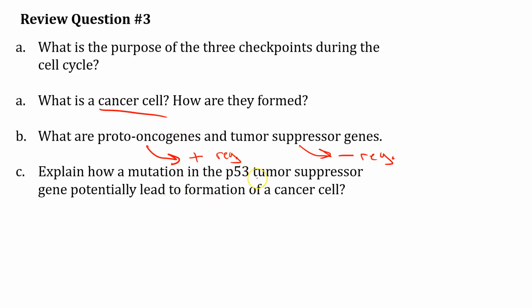And then explain how a p53 mutation and p53 tumor suppressor gene potentially lead to formation of a cancer cell. Well, if there's a mutation in the p53 gene, then it's likely that there might be a mutated p53, and the job that p53 normally does is to stop the cells from dividing if they've got some weird DNA thing going on. Well, if the mutated p53 is unable to do that, then that mutated p53 gene is going to lead to the formation of a cancer cell.